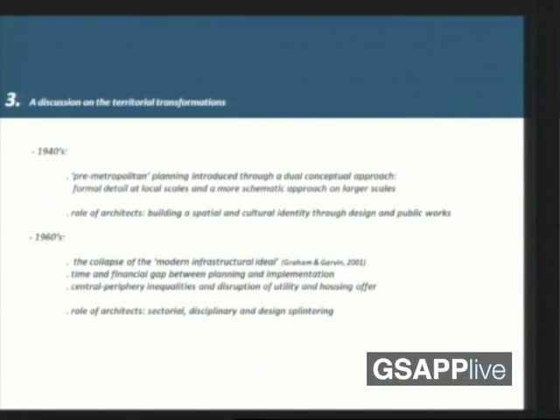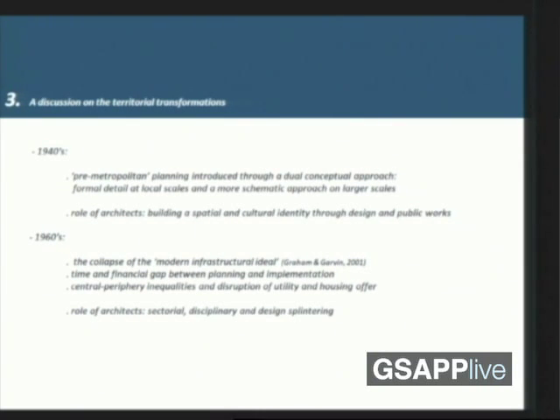In 1940 we witness a pre-metropolitan planning with great formal detail at local scales and a more schematic approach at larger ones. The role of the architect was of building a spatial and cultural identity through design and specifically with public works. In 1967 we witness a change of this role and of this condition with the collapse of what Graham and Marvin have called the modern infrastructural ideal.